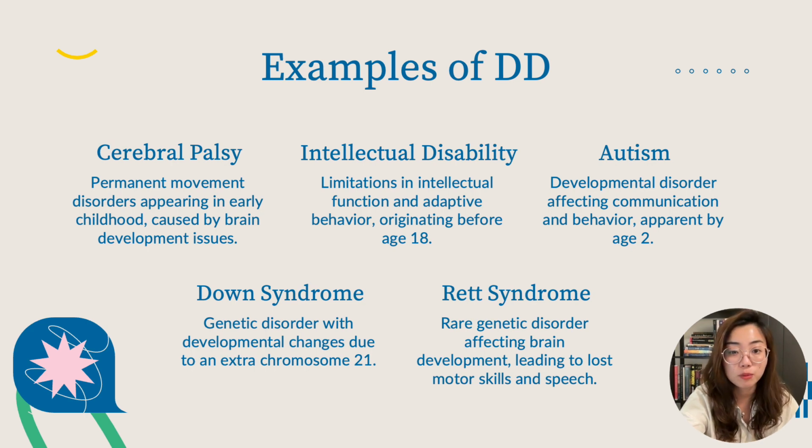We have Down syndrome, which is a genetic disorder that is due to an extra chromosome on chromosome 21. Finally, we have Rett syndrome, which is a rare genetic disorder affecting brain development. But obviously, this is not comprehensive of every developmental delay category. This is just a couple of examples.